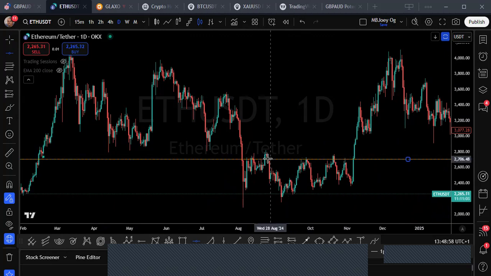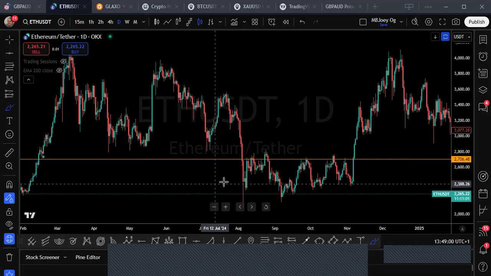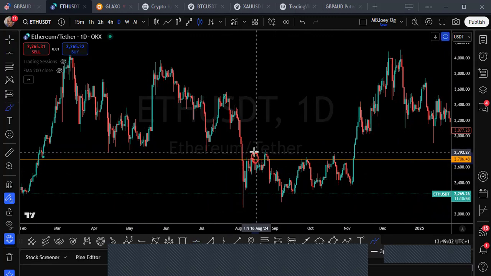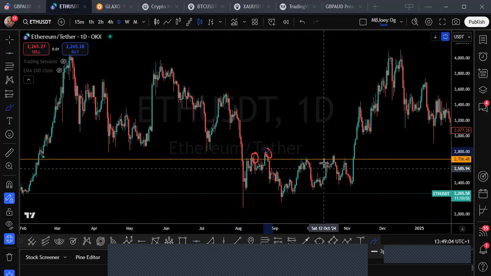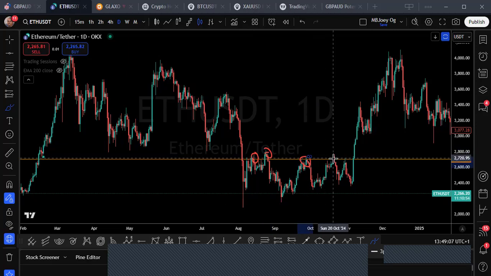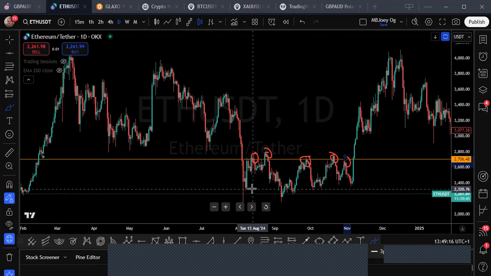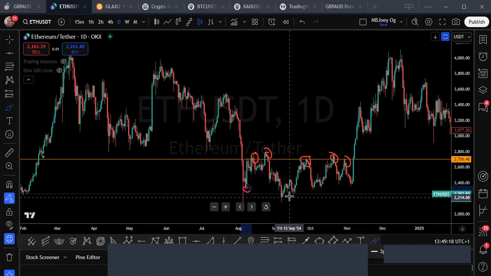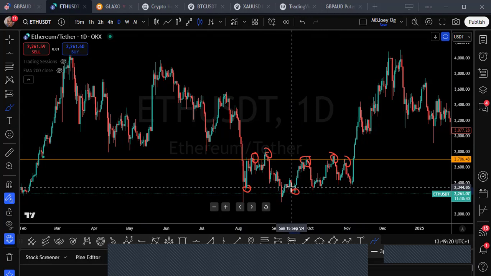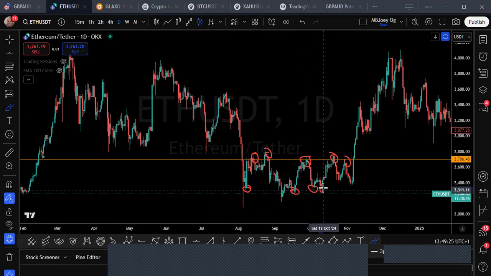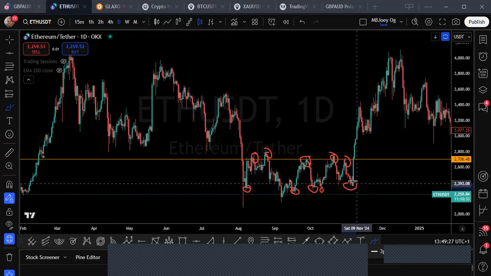Good. One, two, as you have 1, 2, 3, 4, and potentially 5, right? If we're also looking at support, we have 1, 2, 3, 4, 5, right? 6.